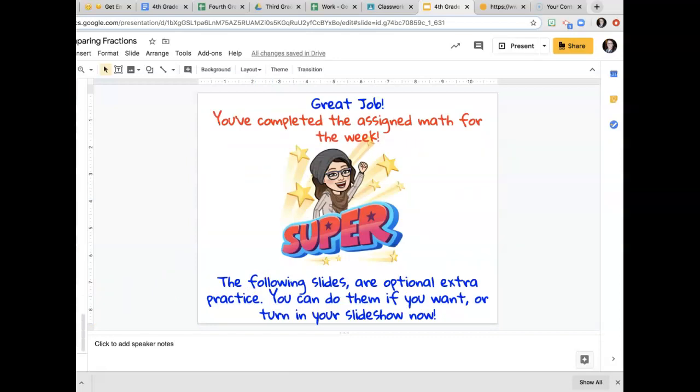I did put bonus slides at the end for anybody wanting more practice, because there were some of you last week who wanted more practice. These ones are optional. You don't have to do them. If you don't want to do them, you can just close out of here right now and go back and make sure you hit turn in on Google Classroom. That is all, my nuggets.